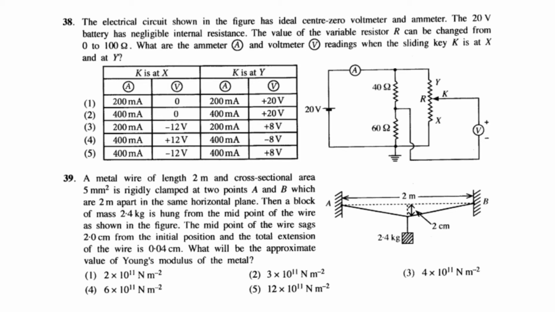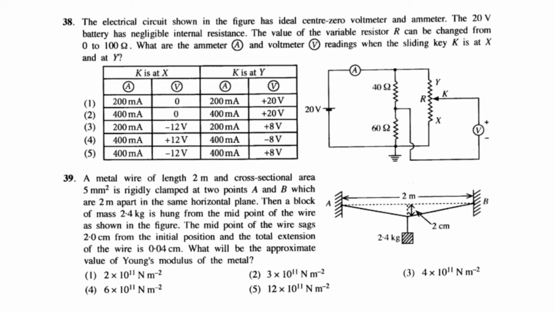Then strain. Strain is extension over original length. We take this only for one side. Then extension is 0.02 centimeter divided by 1 meter. So the strain is 0.02 into 10 to the power minus 2. Then Young modulus is stress over strain. So you get the answer 6 into 10 to the power 11. The answer is 4.